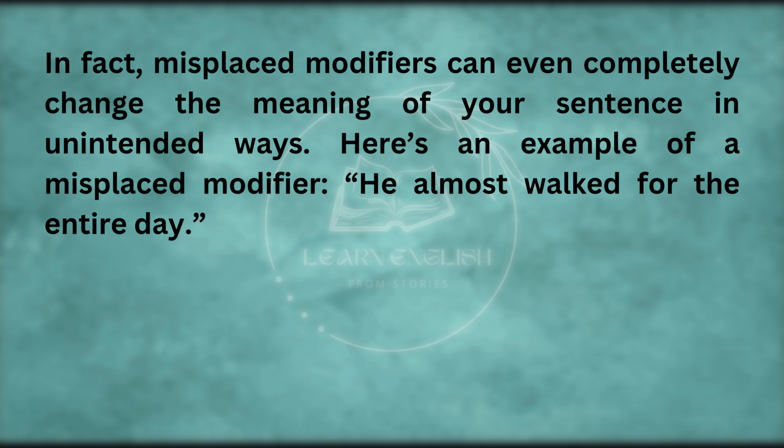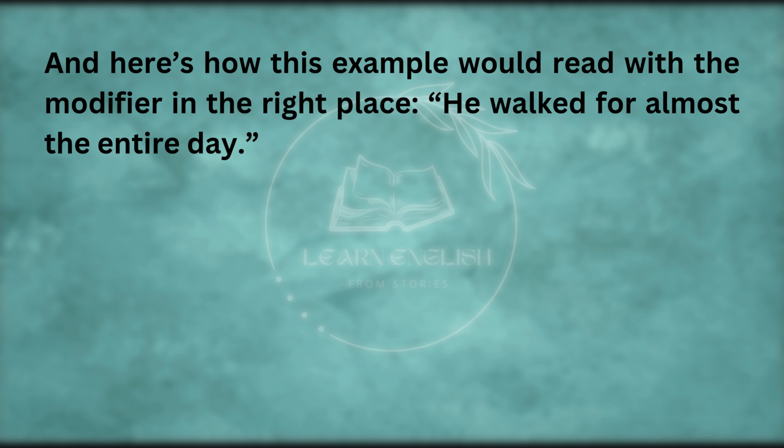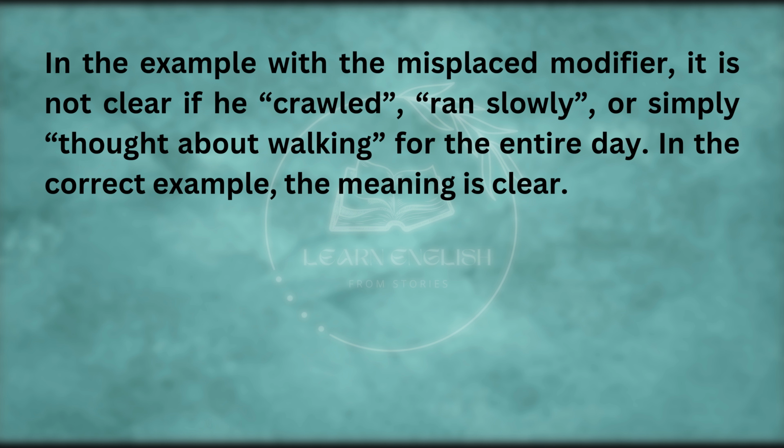Here's an example of a misplaced modifier. He almost walked for the entire day. And here's how this example would read with the modifier in the right place. He walked for almost the entire day. In the example with the misplaced modifier, it is not clear if he crawled, ran slowly, or simply thought about walking for the entire day. In the correct example, the meaning is clear.